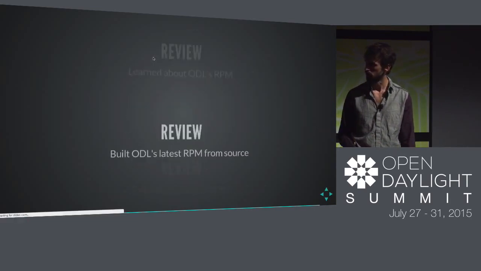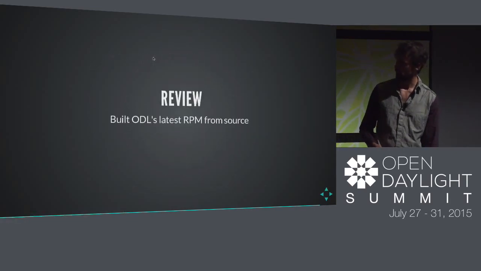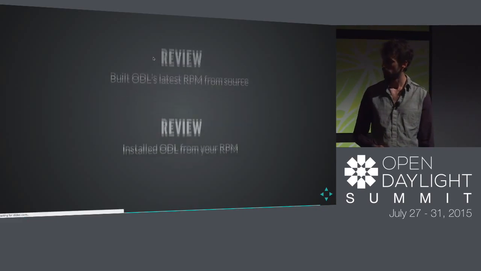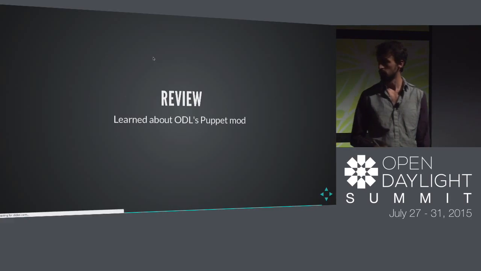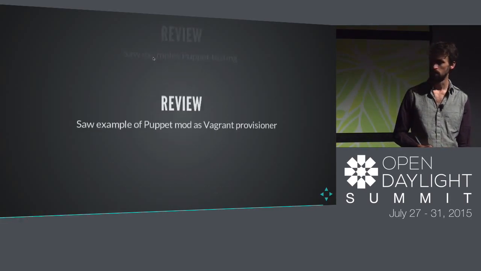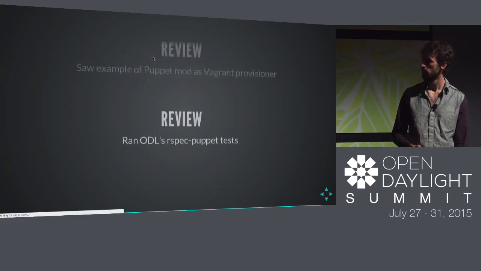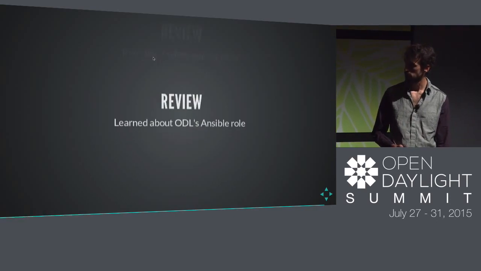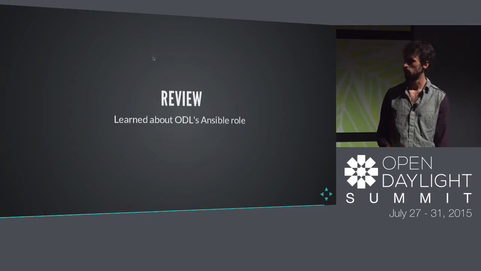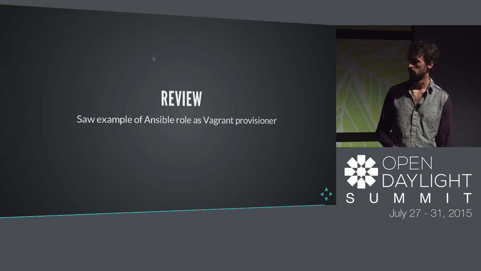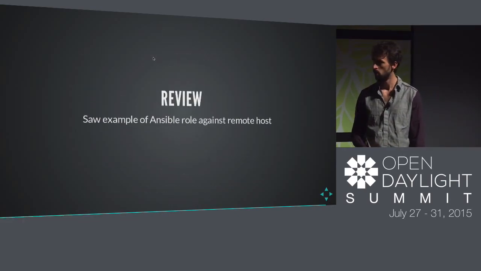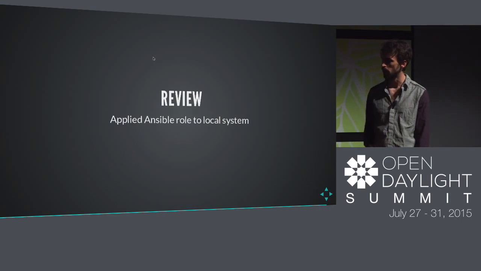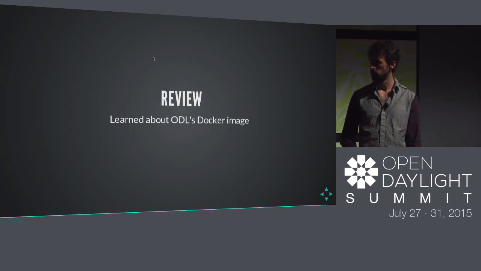I'm actually also going to skip some of this review stuff. We built Open Daylight's RPM and installed it. We explored the source trees and learned about the Puppet module and saw examples of Puppet testing, and then you actually ran some RSpec Puppet tests. You learned about Open Daylight's Ansible role and saw examples of the Ansible role being used as a Vagrant provisioner and then against a remote host. You applied it to your local system.